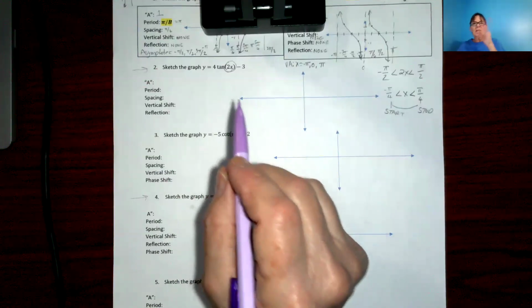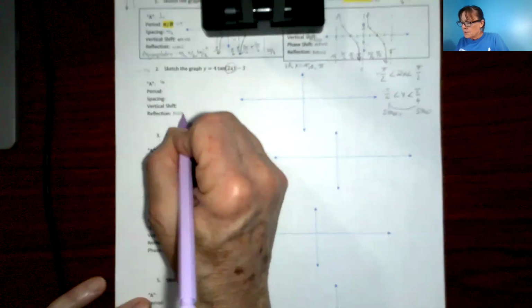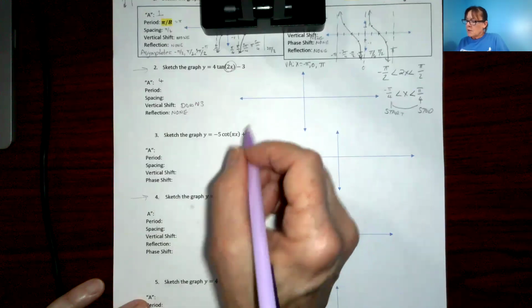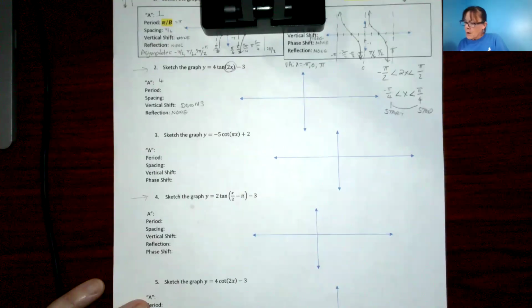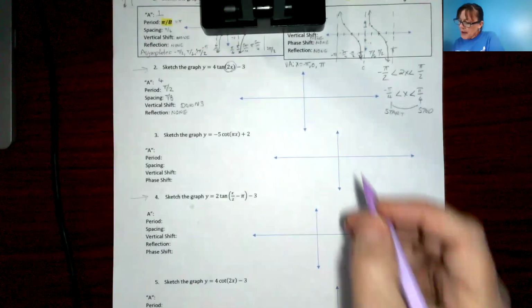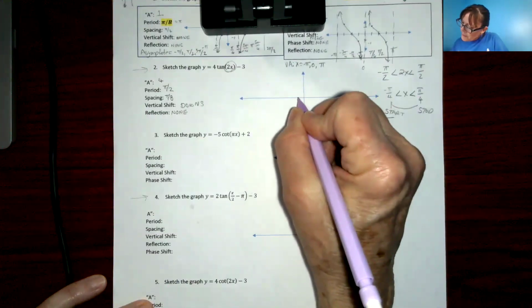That's very helpful because it kind of gets muddled. What is the value of A? It's 4. It's not reflected because that's positive. Is there a vertical shift? Yes, it's down 3. What is the period? It's pi over B, so it's pi over 2. The spacing will be pi over 2 divided by 4, so pi over 8 is the spacing. This is how I'm going to mark up my tangent. But how do I know where to start? This tells me where to start. And I'll mark up my graph.